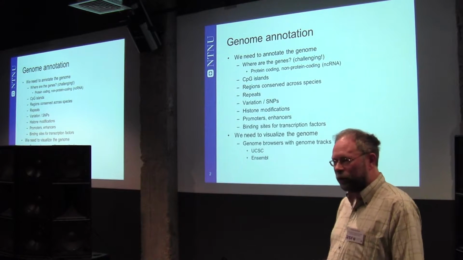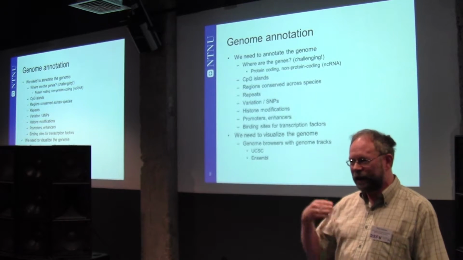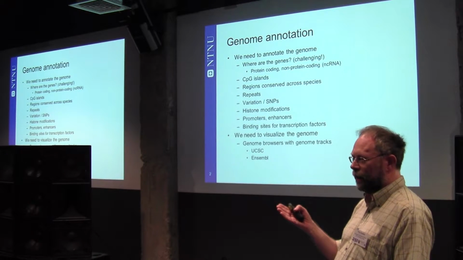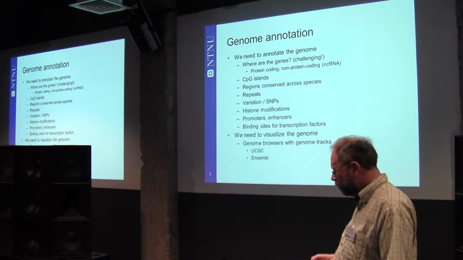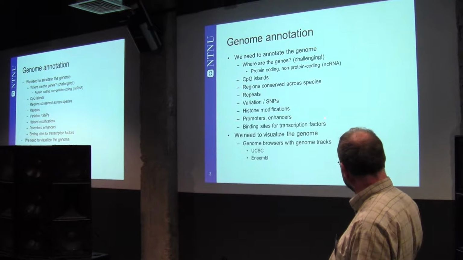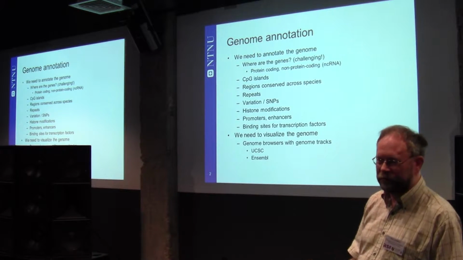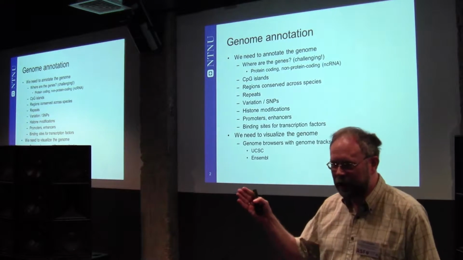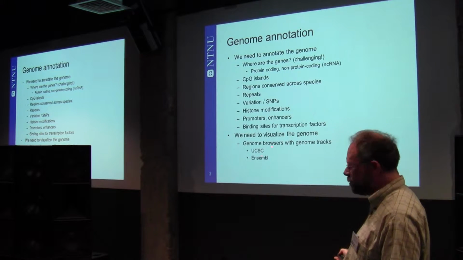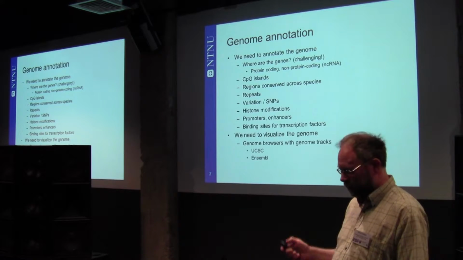Variation, SNPs, how your genome is different from the reference genome is of course important, because that tells us something about differences with respect to binding of transcription factors, mutations in proteins and so on. Histone modification, we have talked a lot about that, promoters and enhancers, binding sites for transcription factors. All these are features, and even more features are available that we want to annotate in the genome. And of course, you need to visualize the genome using a browser of some kind. UCSC and Ensembl are the most commonly used browsers, and I will come a little bit back to that as well.